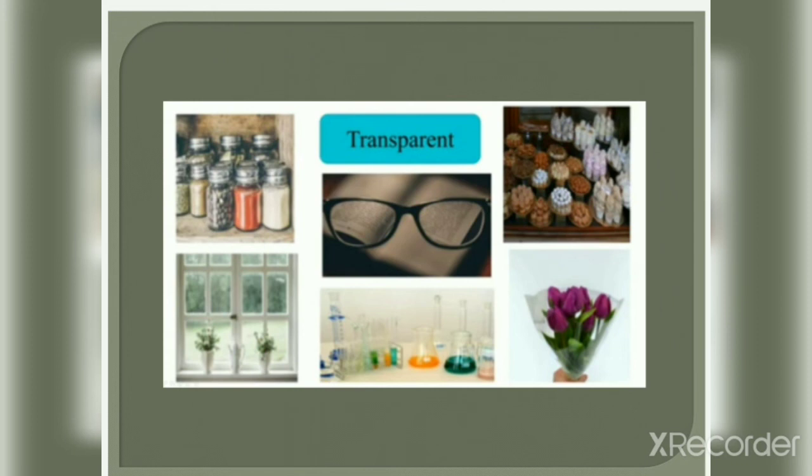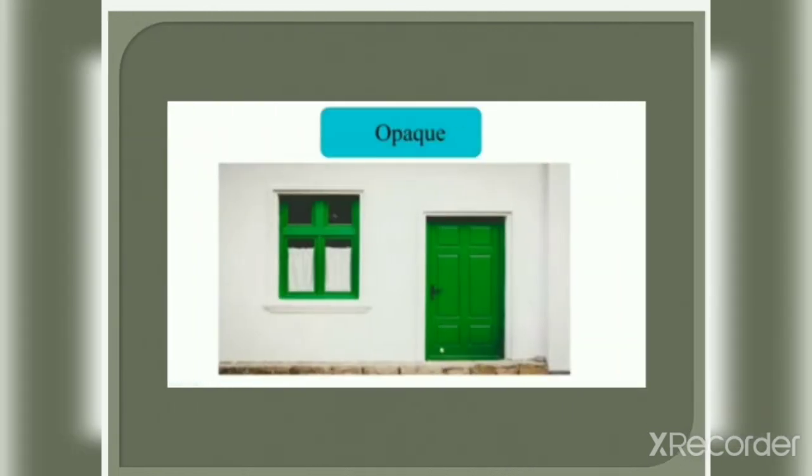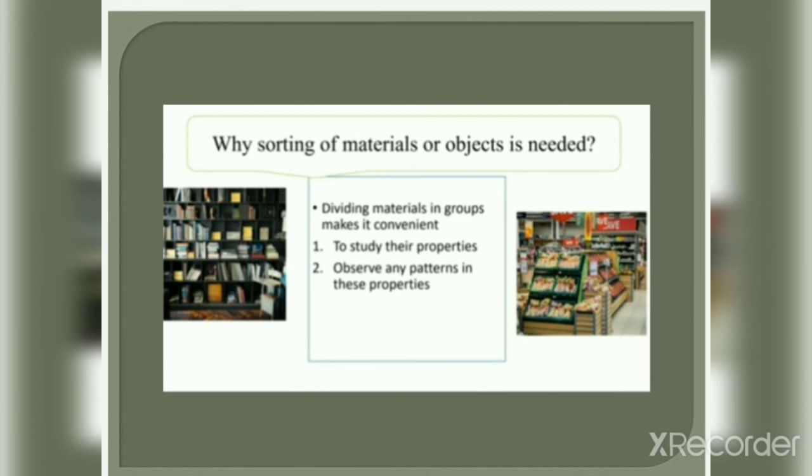So before wrapping up this chapter, it is important to understand why sorting of materials or objects is needed. You must have seen that in a library, the books are always arranged in different sections according to subjects and classes, so that it becomes very easy to locate a particular book. Similarly, in a grocery shop, you will see that biscuits are placed in one section, the fruits and vegetables are placed in another section, your favorite drinks are placed in another section, and it becomes very easy to locate the particular item.